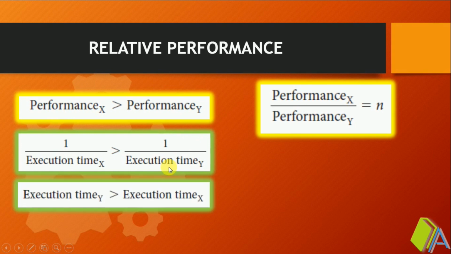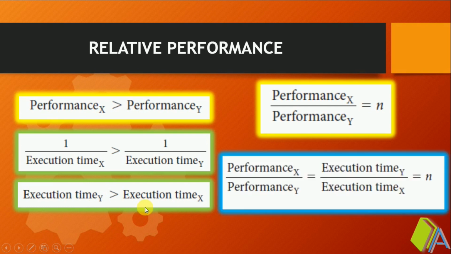So if you cross multiply, execution time of Y is greater than execution time of X. It's obvious, right? If the performance is high, execution time will be less. If performance is low, execution time will be high. So from this equation you can conclude that execution time of Y is n times execution time of X. So we can relate performance and execution time using this particular equation.